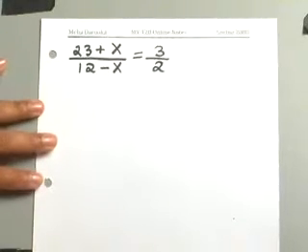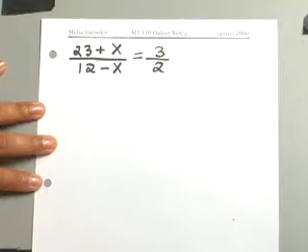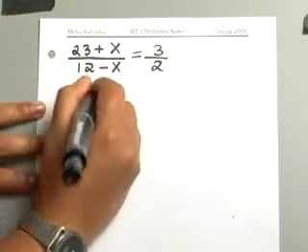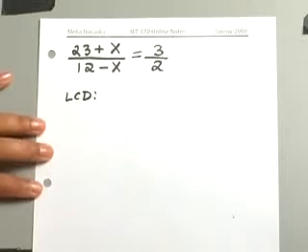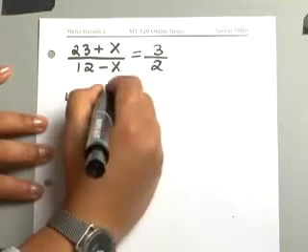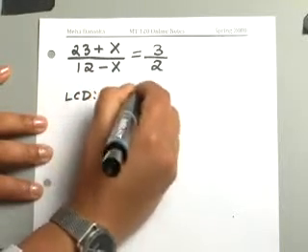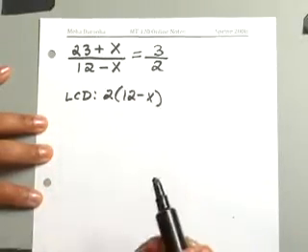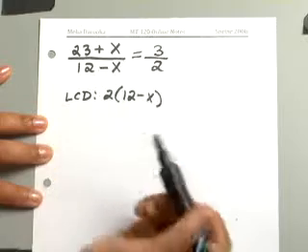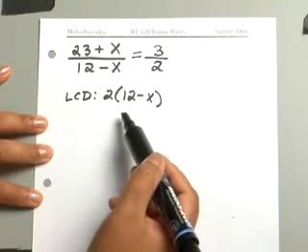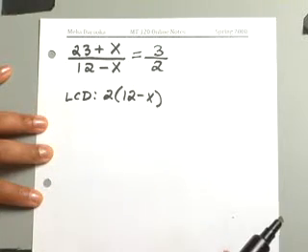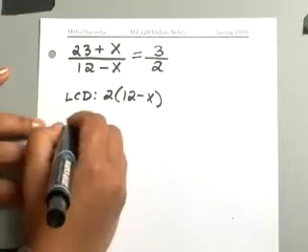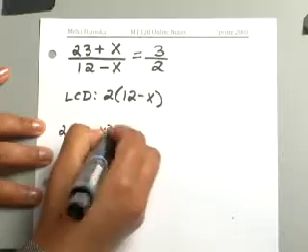How do you solve this? Just like you did in section 6.6. You first find your least common denominator, which will be 2 times (12 minus x), because there's nothing common between these two denominators, so you just multiply them. Now multiply both sides of your equation by this LCD.